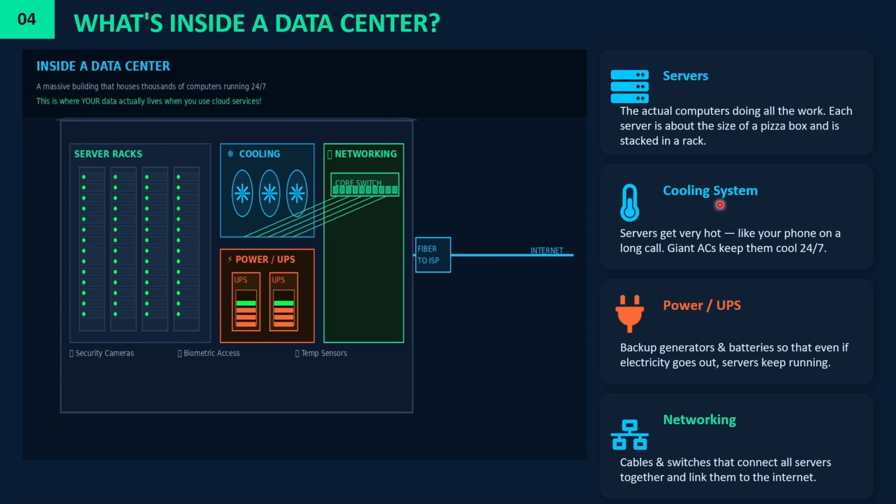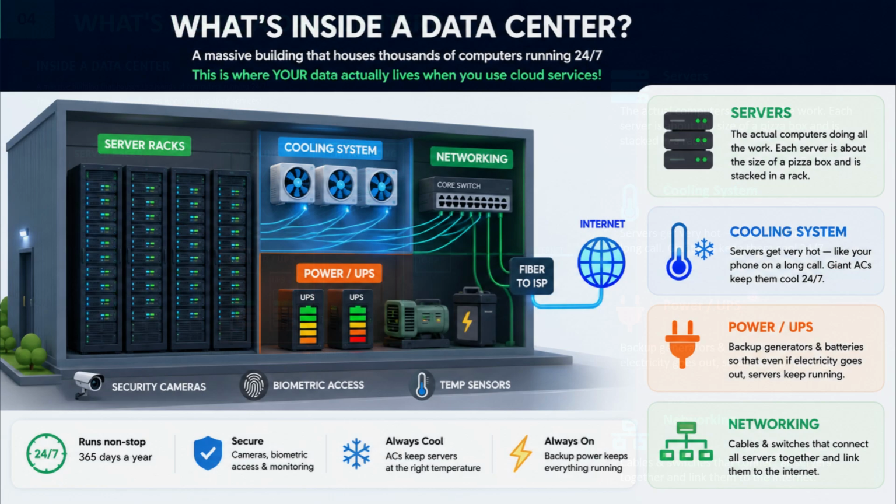It has a cooling system, since servers work 24/7. So they get hot, like your phone on a long call. AC units keep them cool 24/7. Power, or UPS, means backup generators and batteries, so that even if electricity goes out, servers keep running.